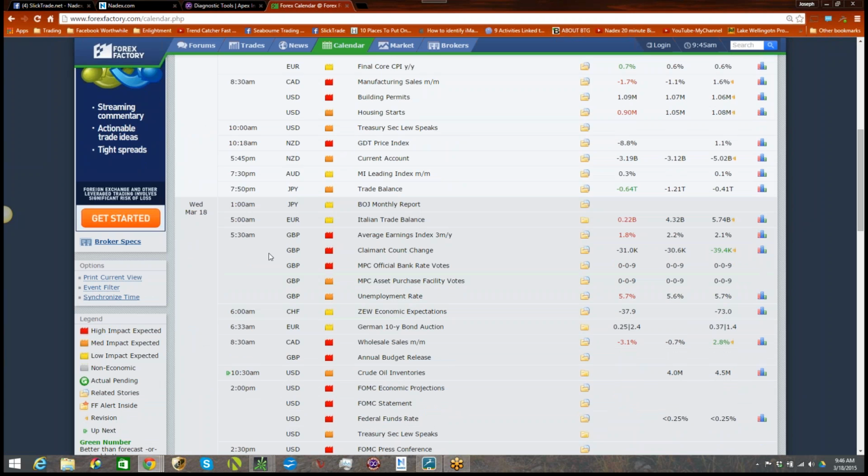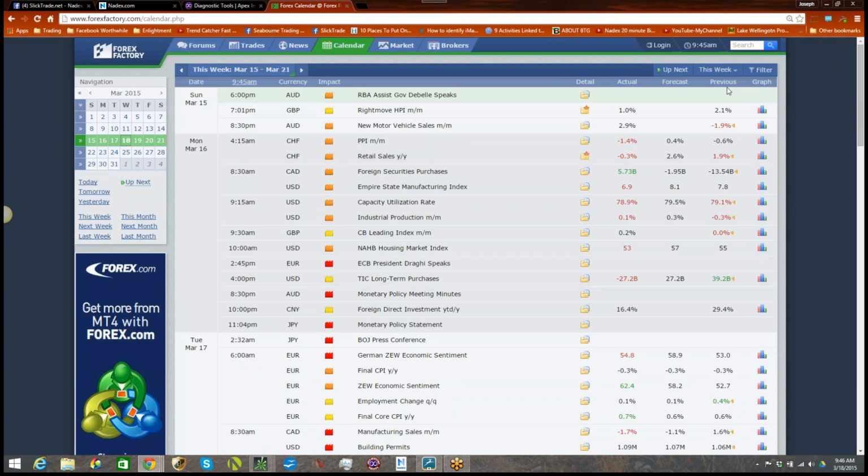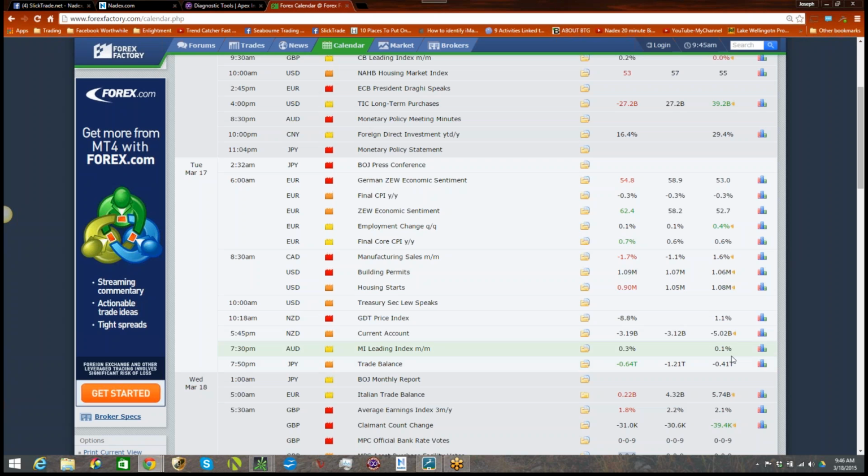So at 5:30 a.m. you have the pound news, red, red, red, orange, orange. Even though these are negatives, there were three good news items that the London session took. These are the results, this is a forecast, and this is a previous. You see it up here: actual, forecast, previous. So this is all analytics.